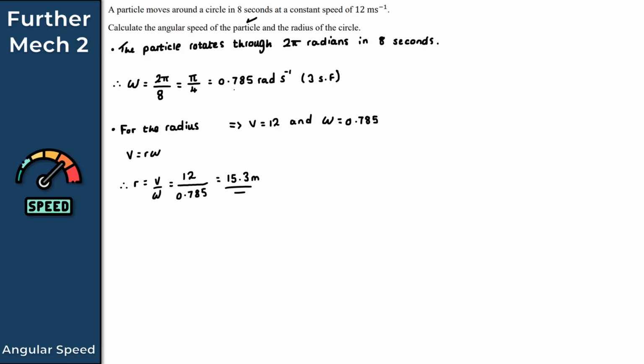Okay, perfect. So this is just one part of the question, but 0.785 radians per second gives us the angular speed of the particle, and then 15.3 meters gives us the radius of the circle. Now, like I said, this question is pretty straightforward, a little more challenging than the previous question, but compared to some of the later stuff within Further Mechanics 2, which we will be getting into pretty shortly, this question is quite easy. Hopefully, as I said at the beginning, this shouldn't cause too many problems.